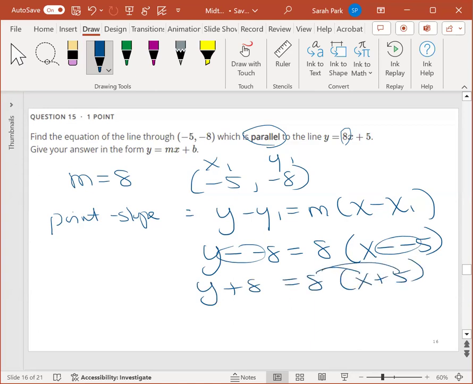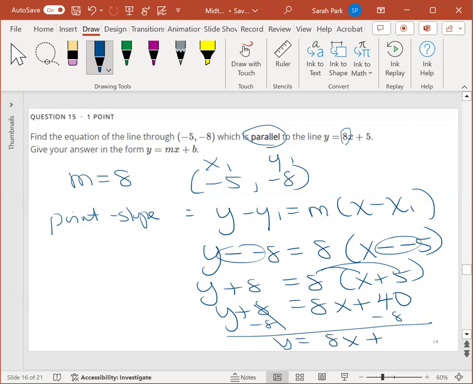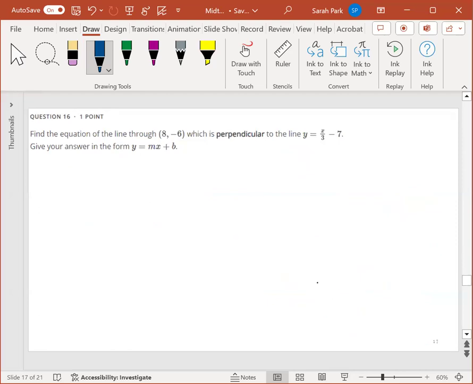Let's distribute the 8, we get 8x plus 40, and y plus 8 on the other side. Let's subtract the 8 to get y by itself, and then we get y is equal to 8x plus 32. That's our slope-intercept form, or y equals mx plus b form. Okay, 16, find the equation of the line through (8, -6).